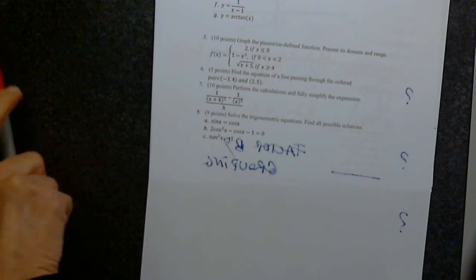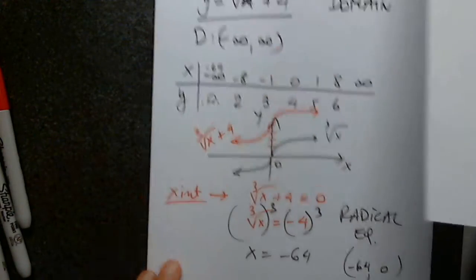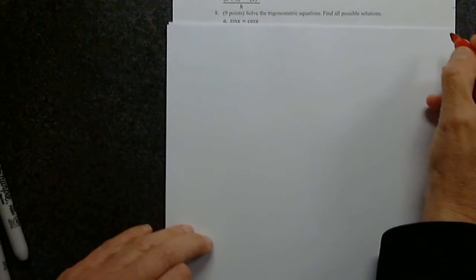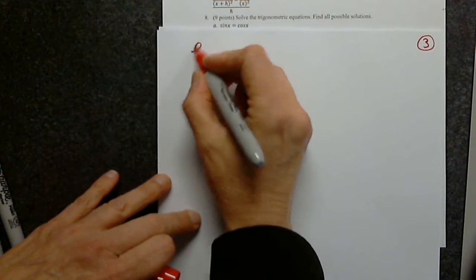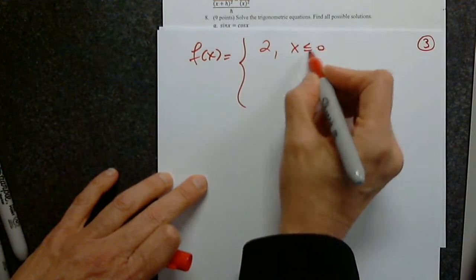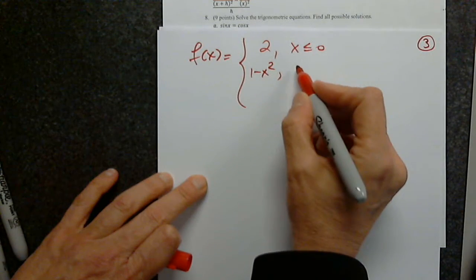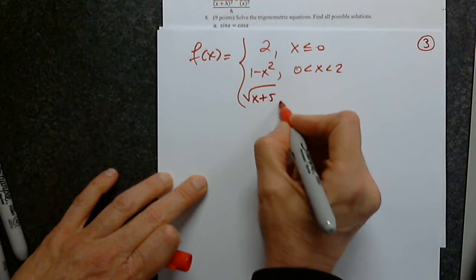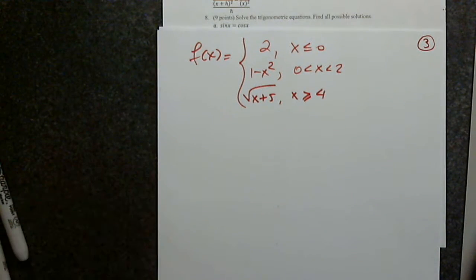So what would you like to continue with? Good. Let's do it. And I think I'm on page 3. So we have a function f of x, which is 2 for x less than or equal to 0, 1 minus x squared for 0 to 2, and the square root of x plus 5 for x greater than or equal to 4.